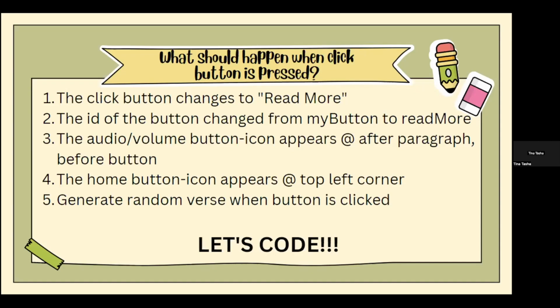Okay, I saw that you guys were confusing between identifiers and events. So onClick is an event, but an ID such as my button is an identifier. Okay, the third thing that we need to do after our button is pressed is that the volume or audio or sound icon appears, and it appears after the paragraph, but before the button.